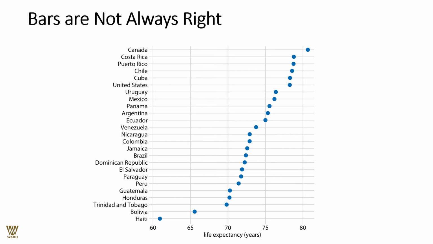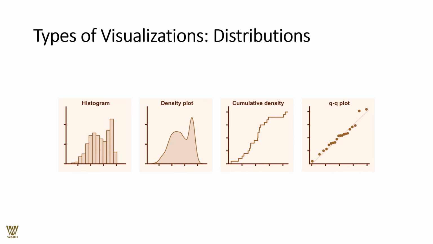When it comes to the worst position as far as life expectancy is concerned, it has been occupied by the country called Haiti, probably seconded by Bolivia, Trinidad and Tobago, and so on and so forth. Now, this is what needs to be understood: the type of visualization comes around the distribution, be it a histogram, a density plot, the cumulative density, or the QQ plot. You need to understand when to employ which kind of graph so that it becomes easier for the decision maker to arrive at a decision.